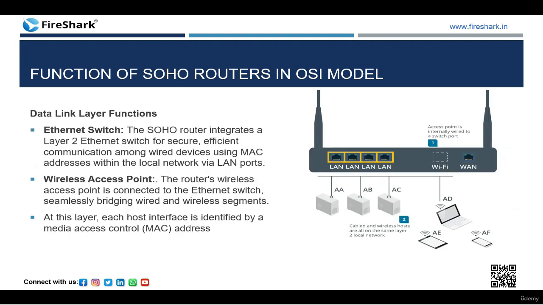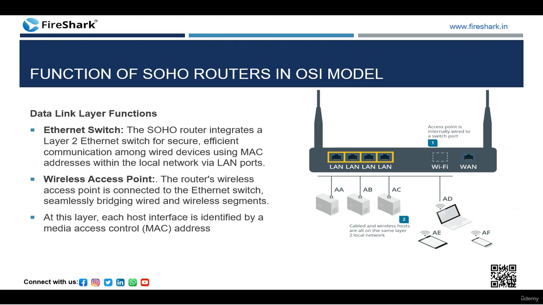Now the next one is the data link layer. On the data link layer there is an Ethernet switch and a wireless access point. The Ethernet switch allows devices connected to the LAN ports of the router to communicate with each other by using MAC addresses. It integrates Ethernet switches for secure, efficient communication among wired devices using MAC addresses. Through the MAC address, the local connection is prepared for local communication.